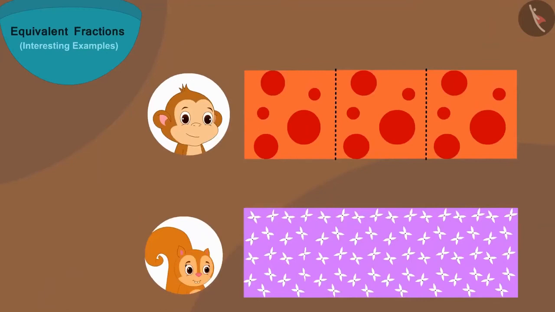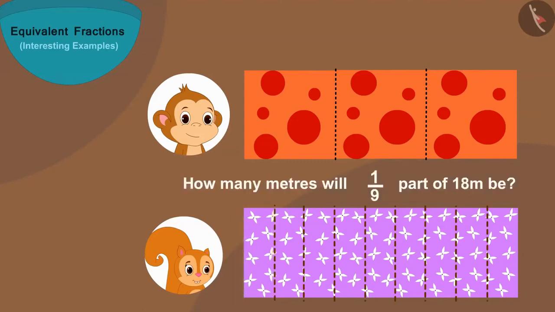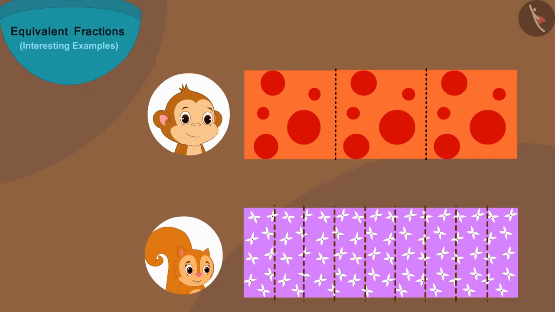Let us now look at it in another way. We know that 1/3 of Babban's cloth is 6 meters. The length of Chanda's cloth is also 18 meters and she has made 9 equal parts of her cloth. So, how many meters will the length of one part be? Or how many meters will 1/9 part of 18 meters be? 2 meters. But Chanda has given Babban 3/9 part, or 3 parts out of 9.